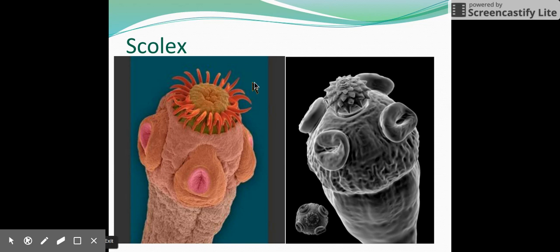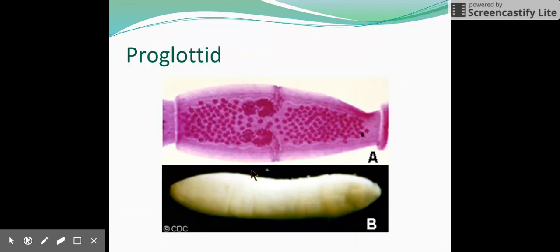Sometimes they have a series of hooks. Sometimes they have a series of suckers. Sometimes they have little spikes. In fact, the scolex, the way it is shaped, is specific to each species of tapeworm. That is how we are starting to tell them apart by looking at their scolexes.